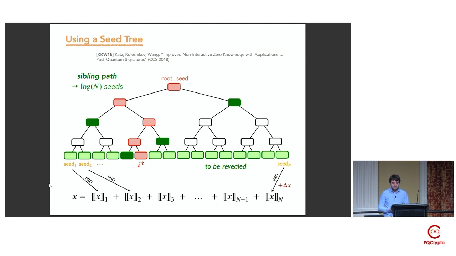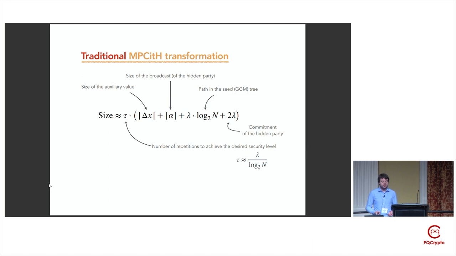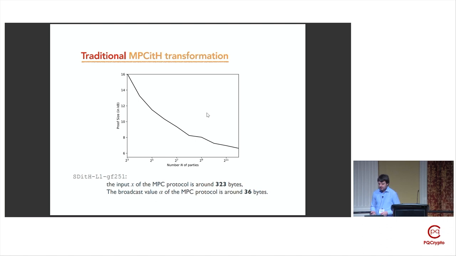If we write the new expression of the signature size, we obtain the following one. We see the auxiliary value to correct the additive sharing, the broadcasted value of the hidden party, and the sibling path with log n. And if we draw the new graphic, we now obtain a decreasing curve. For eight parties, we are around 16 kilobytes, and if we take a larger n, we get a smaller signature size.